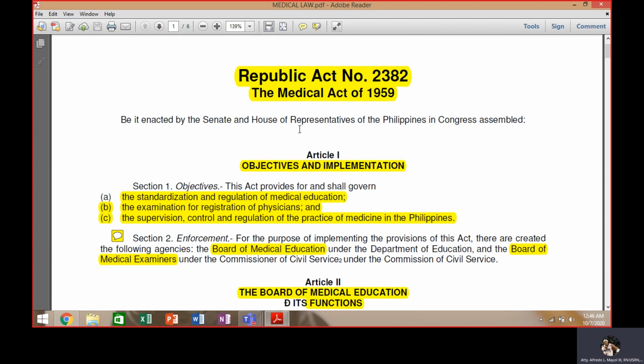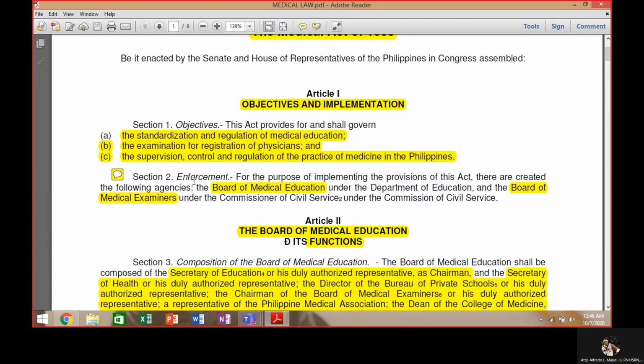Section 1. This Act provides for and shall govern the standardization and regulation of medical education, the examination for registration of physicians, and the supervision, control, and regulation of the practice of medicine in the Philippines. So these tasks, okay, these duties are delegated to different government agencies.